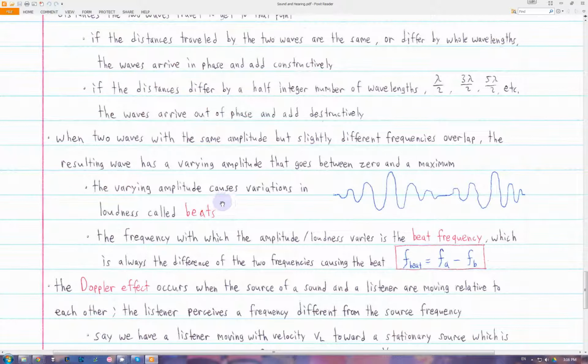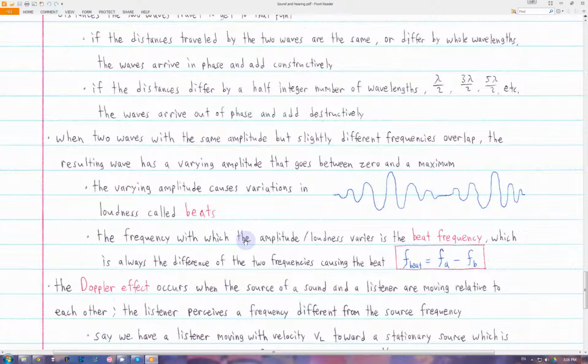So the wave here will vary in loudness. When the amplitude is small, it'll be quiet. And then it'll get louder and louder until it's at a maximum amplitude. Then it'll get softer and softer, then louder again. So this wave has a varying amplitude, which is called beats.